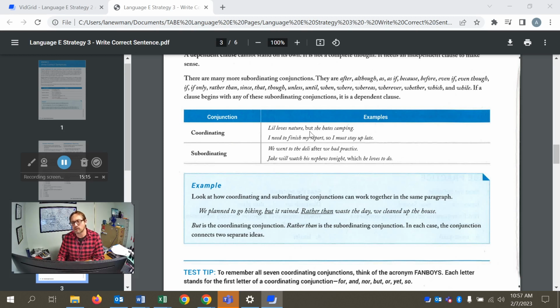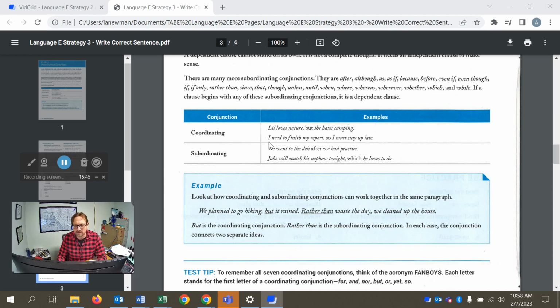There wouldn't be punctuation to join the parts. So, comma and coordinating conjunction. This is one of the FANBOYS. For, and, nor, but, or, yet, so. It is important to know what those coordinating conjunctions mean. Like the word but shows contrast, opposition, that things are opposites. The word and shows that things are together. The word or shows that there are options. You're choosing one thing or another.